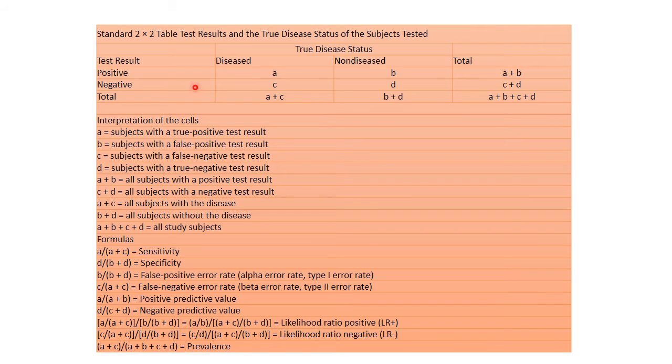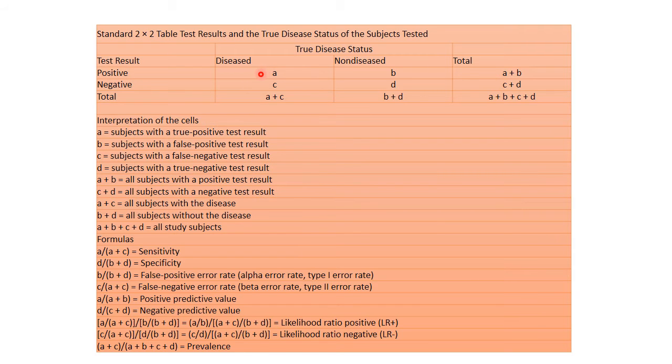Looking at this 2x2 table, it looks very similar to what we saw before. We're going to have a positive test result, where the person is either diseased or not diseased, and a negative test result, where the person is either diseased or not diseased. By looking at this, we can figure out some of the common themes that are going to be incorporated into these calculations. We can see that variable A here is going to be our true positive test rate. These are the people who had a positive test result who actually had the disease, right?